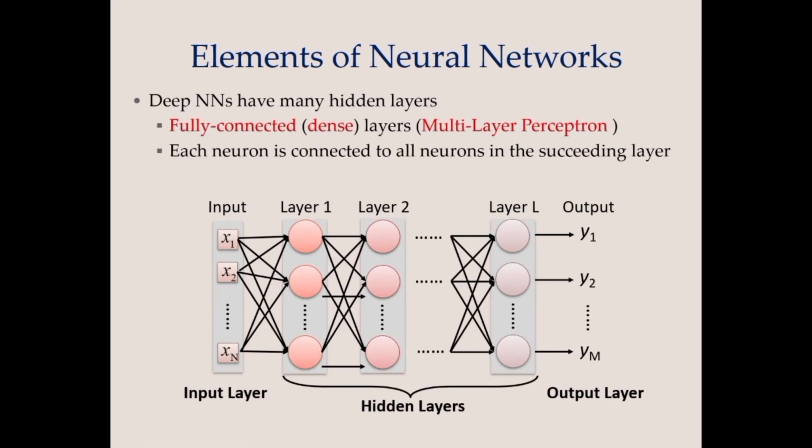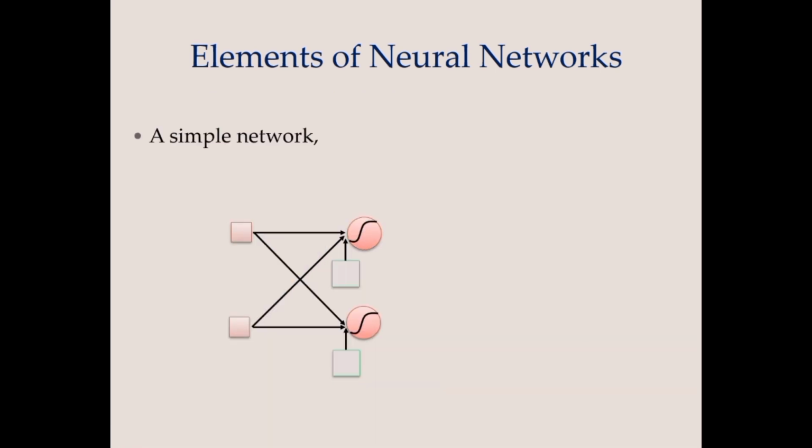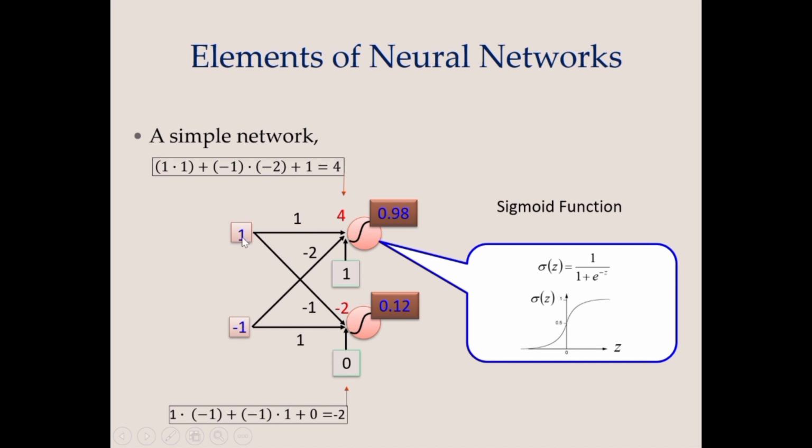This is a simple example of a deep neural network, which consists of many hidden layers. You can see the input is 1, and the weight is also 1. So 1 into 1 plus minus 1 into minus 2 plus the bias 1, and the output is 4. The sigmoid function is calculated as 1 divided by 1 plus e to the power of minus 4, so the answer is 0.98. Similarly for this one, we calculate the sigmoid function as 0.12.